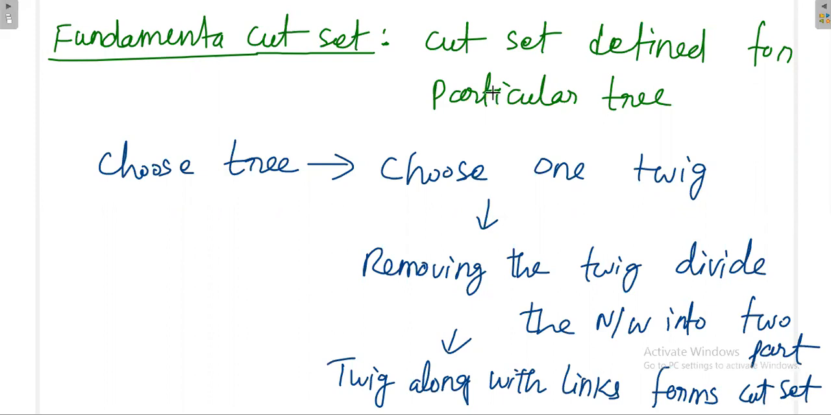How many twigs are there? You can remove one twig at a time. How many twigs can you remove? The number of twigs is equal to the number of cut sets, because each and every twig will give you one cut set equation. So the number of twigs is the same as the number of cut set equations.